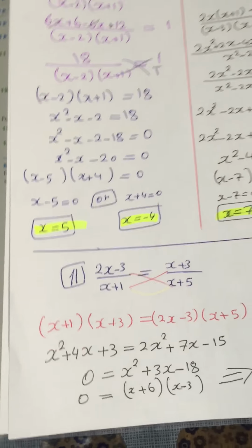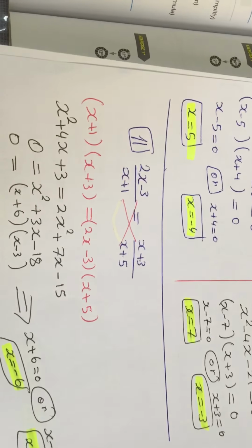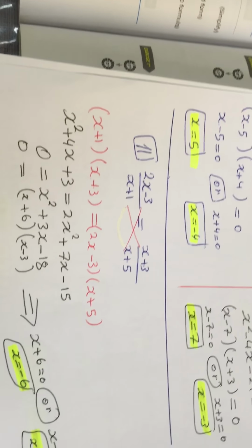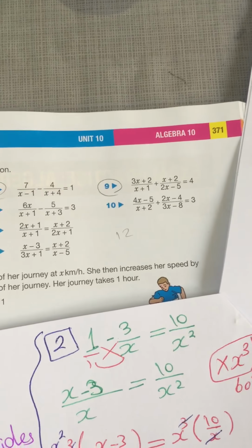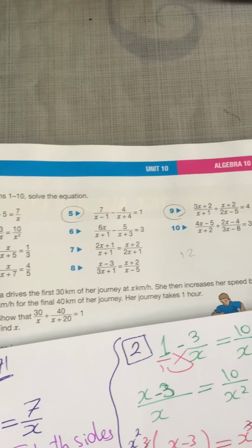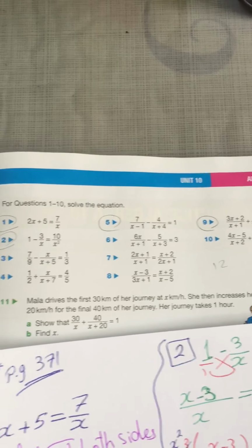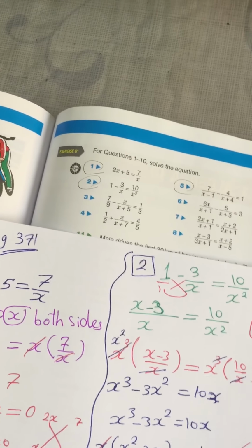Like this. This is question number 11, exercise 6, page 370. Now I'll take some problems from exercise 6 star, in page 371. I'll solve numbers 1, 2, 5, and 9, and you will find the other problems repeat the same idea.